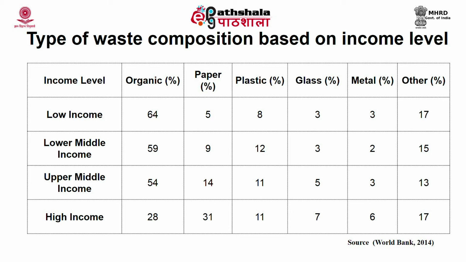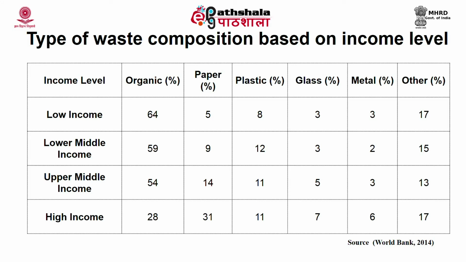From this table, it is clear that the organic fraction of waste is high in low income country when compared to a high income country, with 64% in low income country and lowest 28% in high income country. Lower and upper middle income country ranges between 54 to 59%. Paper is high in high income country when compared to a low income country, showing a 5% paper in the composition of municipal waste. Lower and upper middle country ranges between 9 to 14%.